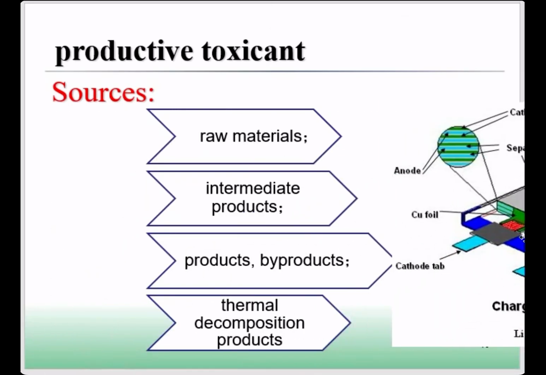Let's look at the sources of productive toxicant. You will find it may come from the raw materials, or the intermediate products, or the products or byproducts, or it may be a decomposition product.